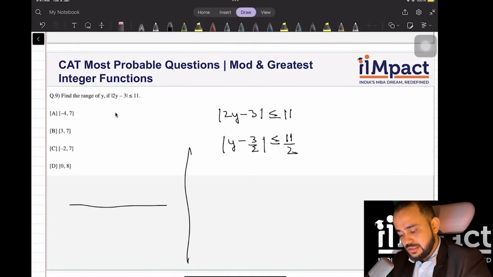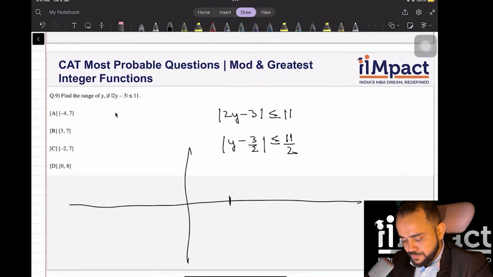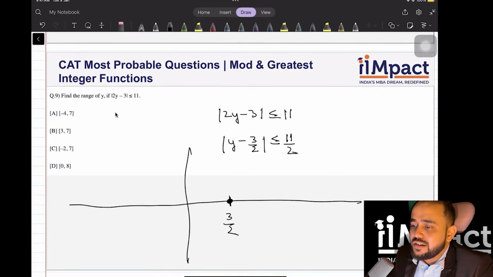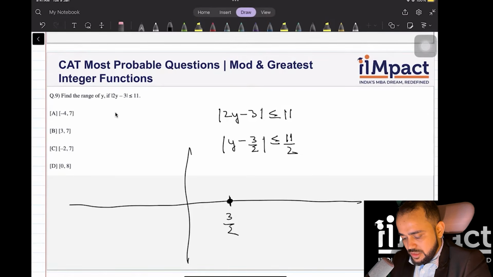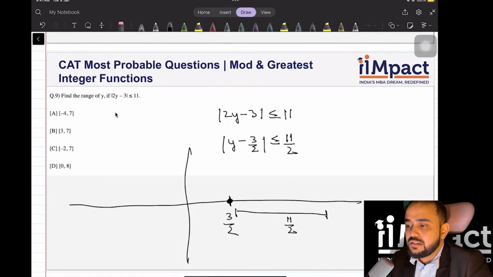Now, this can be used for the distance interpretation. Distance from the point 3/2. And again, whether y is written or x is written doesn't matter, it's just a naming convention. We don't care about that. So the distance from 3/2 should be less than or equal to 11/2. So either this side or this side.